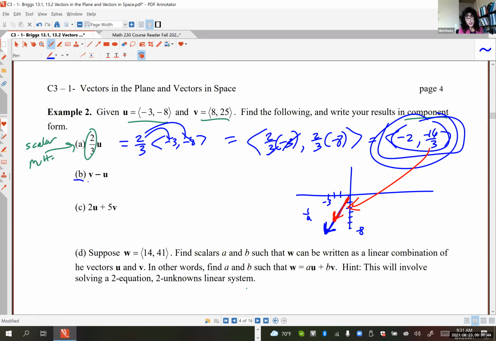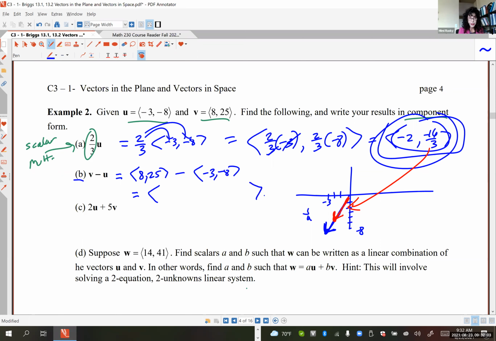Okay, in letter B, they're doing some subtraction. Let's do it in slow motion. First, you're going to take the vector v, which in component form is angular brackets 8, 25, and you'll subtract the other vector u with components -3 and -8, and you're going to get a vector.